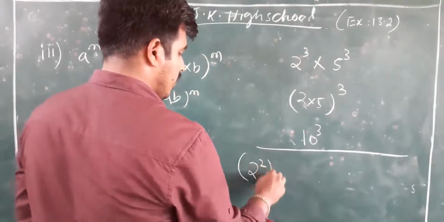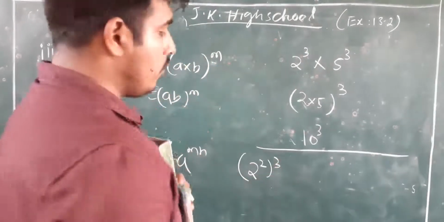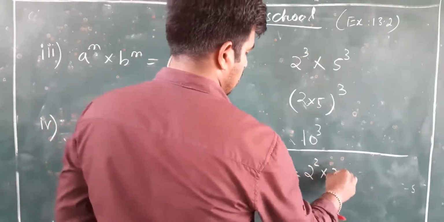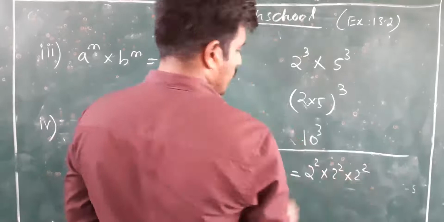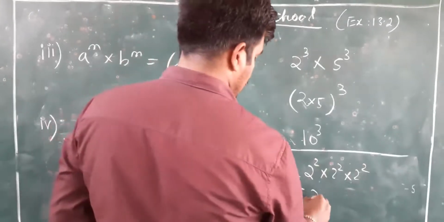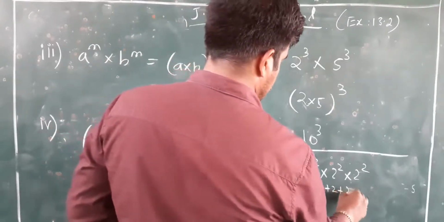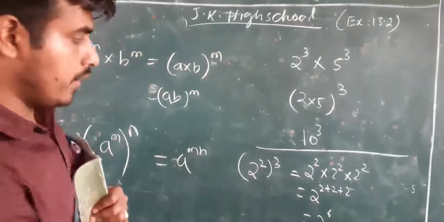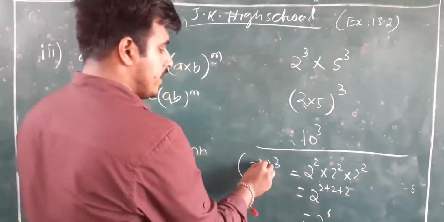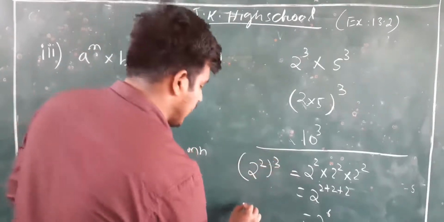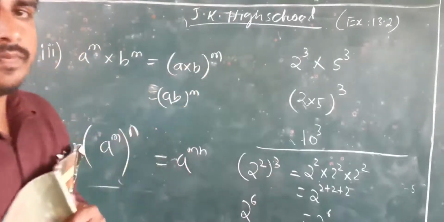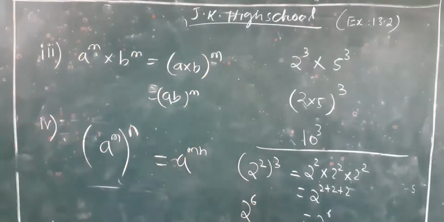This can be justified by 2 square whole cube. 2 square whole cube means what? 2 square 3 times. 2 square 3 times is 2 raised to 2 plus 2 plus 2, which is nothing but 2 raised to 6. Instead of doing all this calculation, a raised to m whole raised to n is directly a raised to m into n, that is 2 into 3, 6. Okay. Likewise, you can solve these.